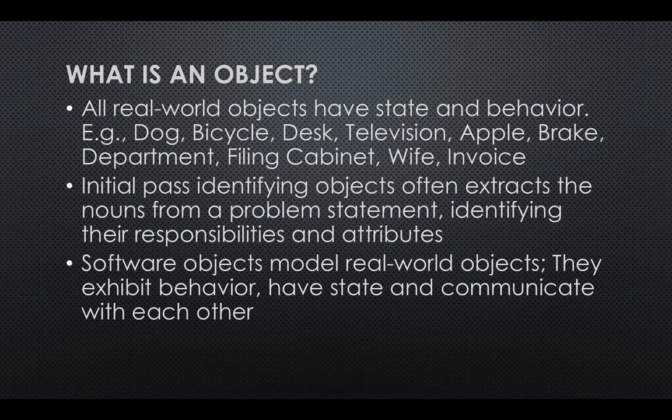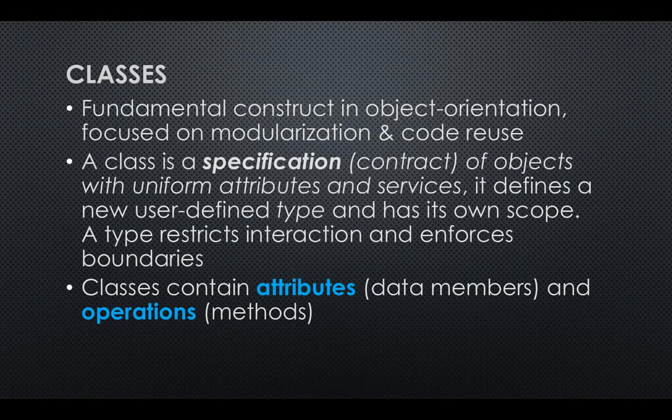Software objects model the real-world objects that they represent. They exhibit behavior, which means that they perform functions. They have state, which means that they have data members within their data structures, and they communicate with each other via relationships between objects. A class defines a contract or a specification, and all the objects that instantiate that class will have the same attributes and services.